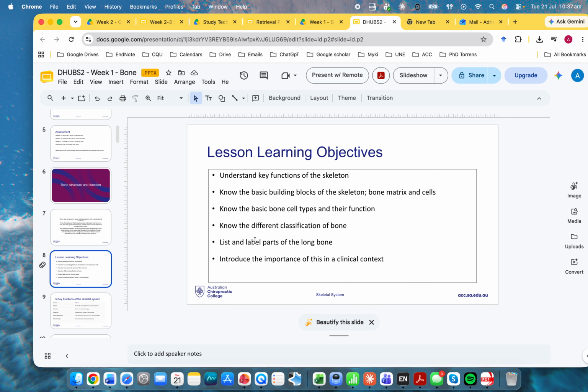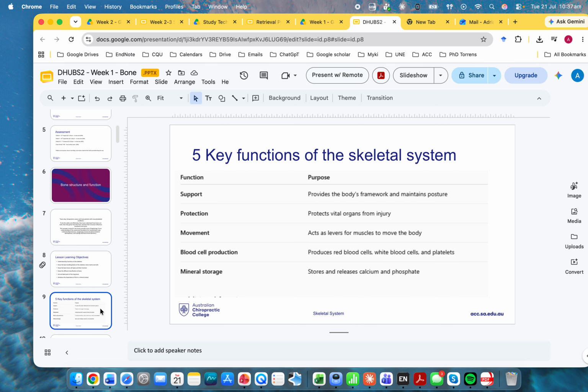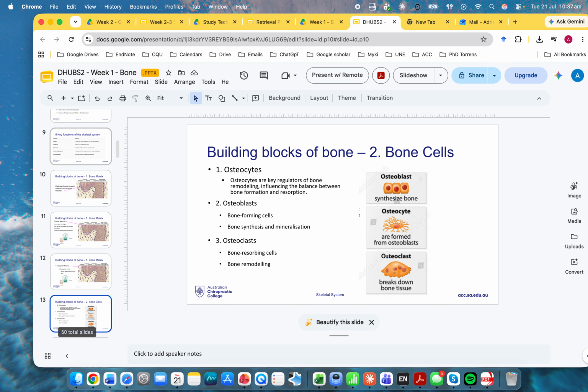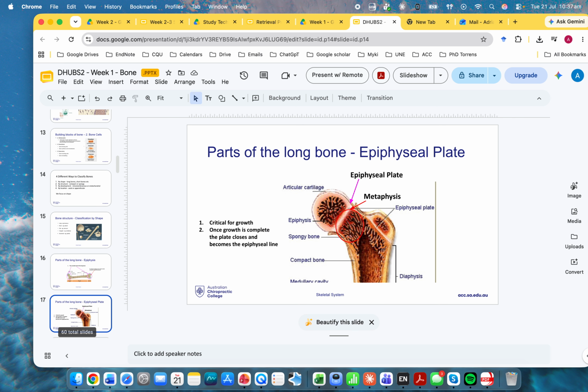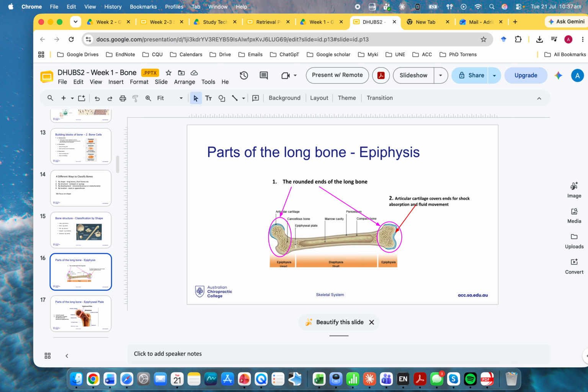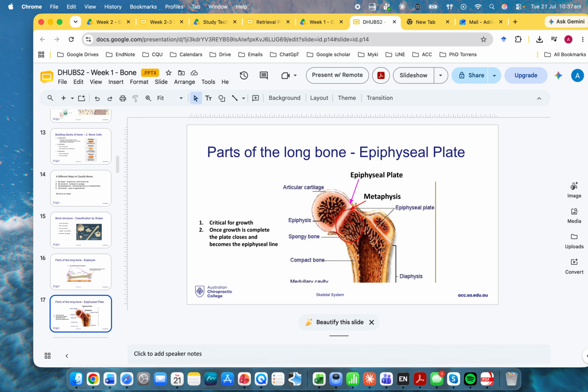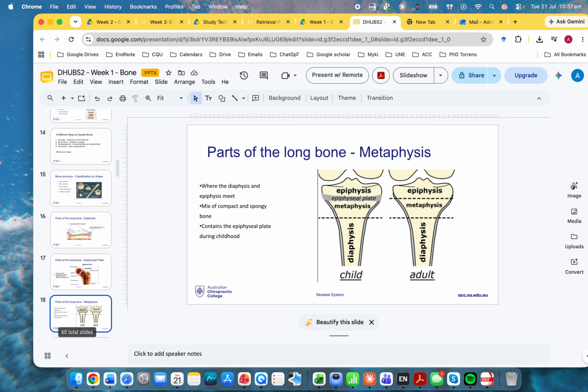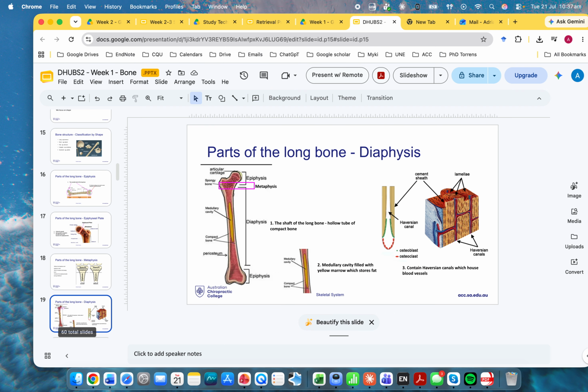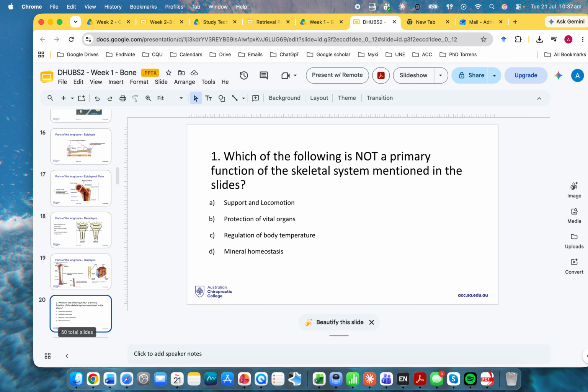Learning objective. Know the classification of bone. I've done that. List and label the parts of long bones. So we go down and we should be able to find that. List and label the parts. And there they are, right? So parts of long bone, the epiphysis. Parts of long bone, the epiphyseal plate. Parts of long bone, the metaphysis. Parts of long bone, the diaphysis.